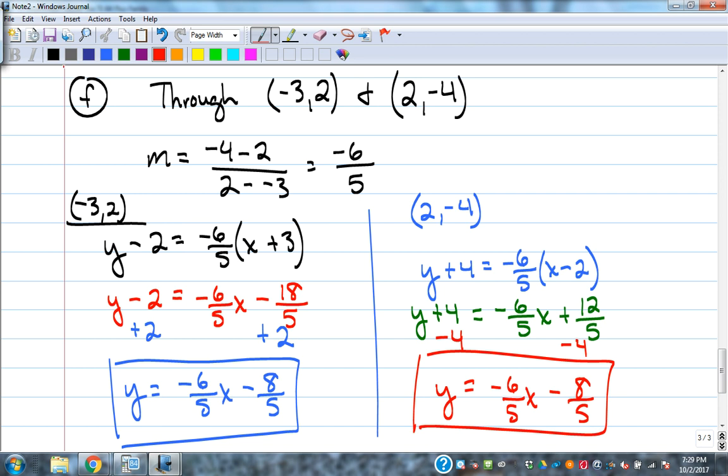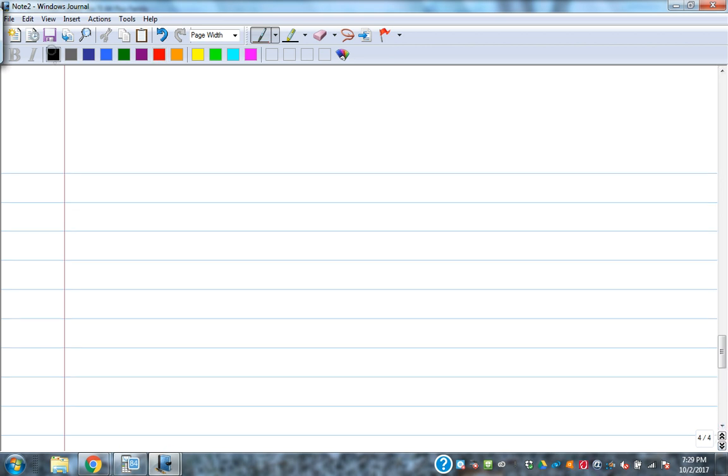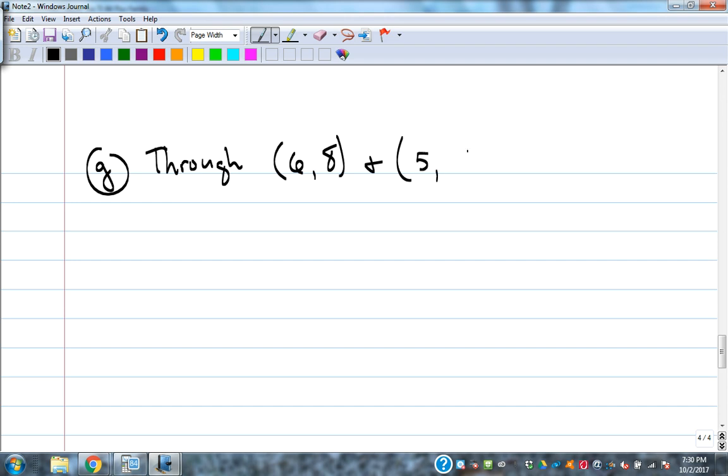All right, let's do one more like that, and then we'll go on to standard form. Let's say we had it through 6, 8, and 5, 10. That's a good one. We want to write the equation of that line that goes through those 2 points in slope-intercept form.